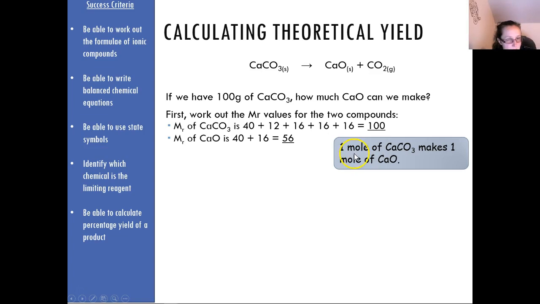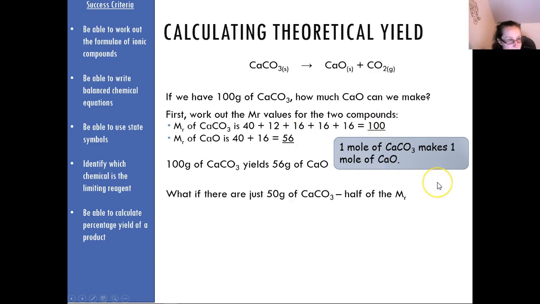So, if you remember from the equation, I've said 1 mole of CaCO3 makes 1 mole of CaO. So that means that 100 grams of CaCO3 yields 56 grams of CaO. And I know that because the MR is 100, so that means that 1 mole has a mass of 100 grams. So 100 grams of this will make me 56 of this. And if I just had 50 grams of CaCO3, how much CaO would I make? Hopefully you've just said half, so that'll be 28 grams.